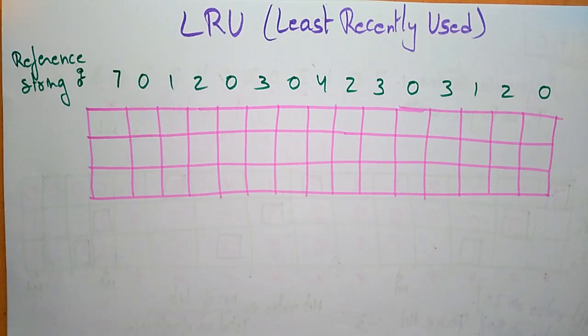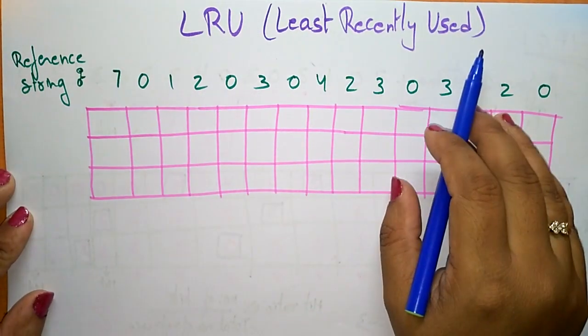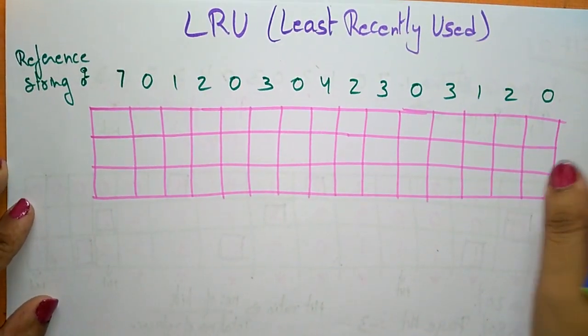Hi students, coming to the next page replacement algorithm, that is the LRU, least recently used algorithm. In the previous video I explained the FIFO, first in first out, page replacement algorithm. Now let us see the second technique, that is the least recently used page replacement algorithm.